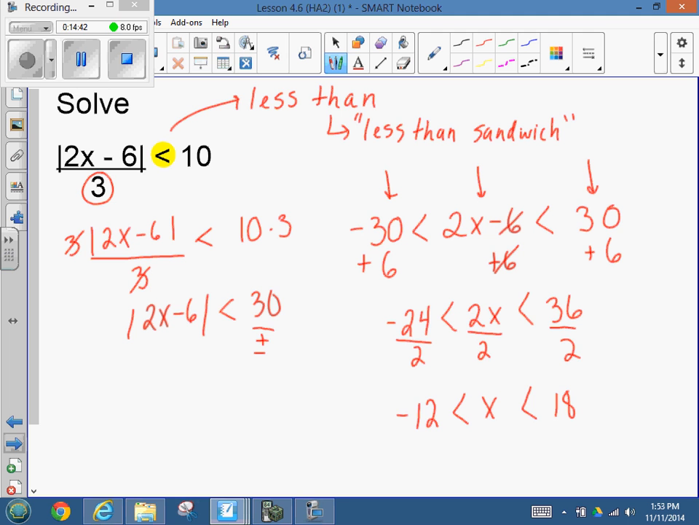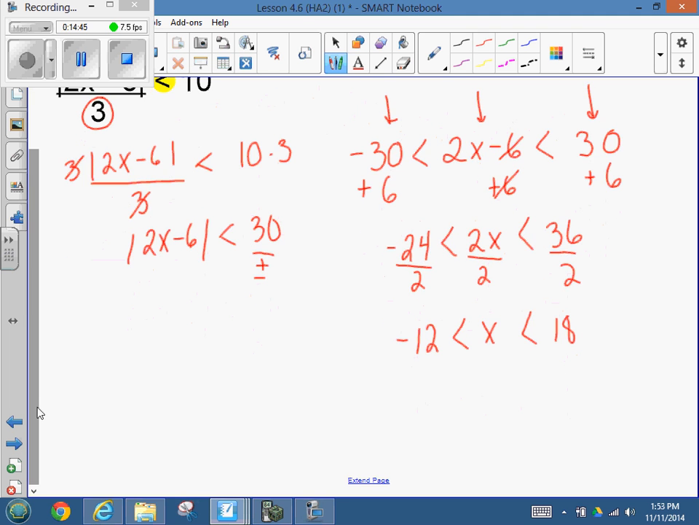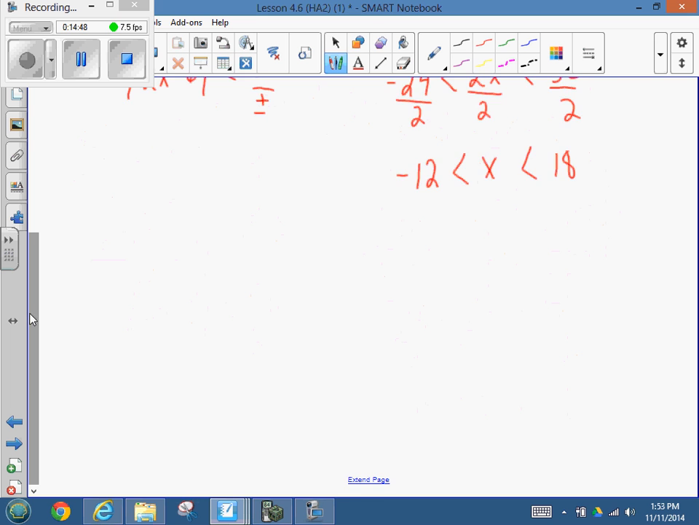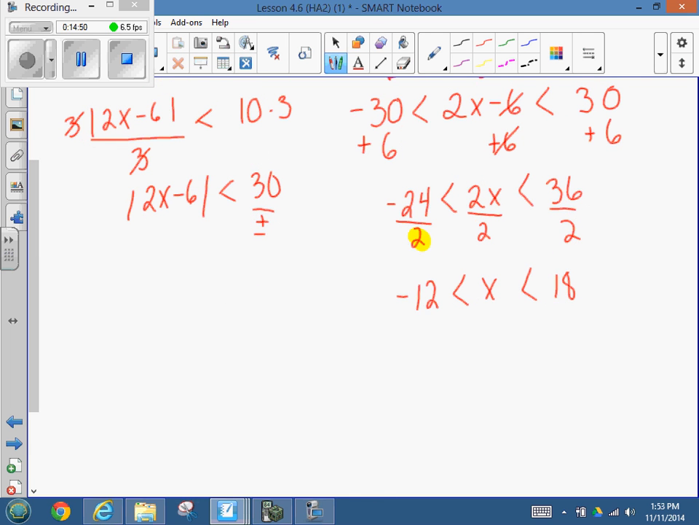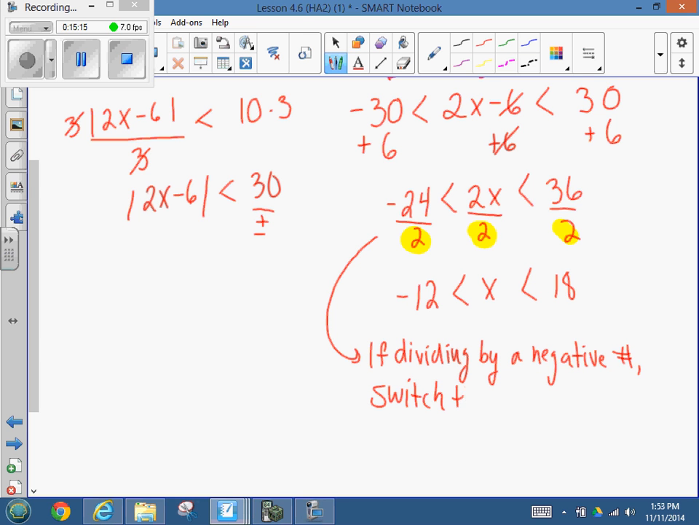I do want to mention something you may recall from solving inequalities before. Here we divided by positive 2. But if we were to divide by a negative in an inequality, you would have to switch the symbol. So if dividing by a negative number, you will switch the symbols. And that's something you should remember from 8th grade math.